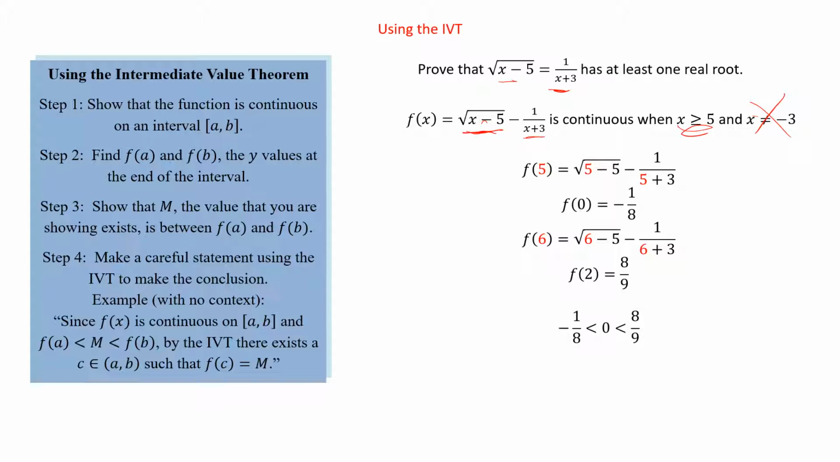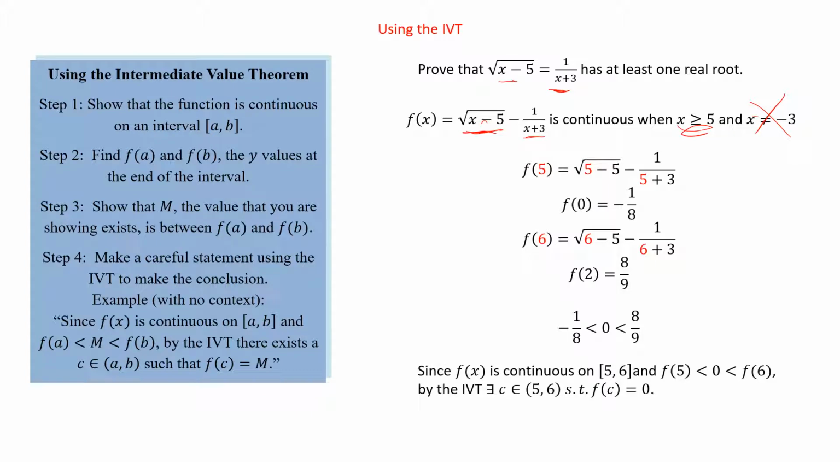And then we can make our statement. Since f of x is continuous on [5, 6], the interval that we used, and f of 5 is less than 0 is less than f of 6, by the intermediate value theorem, there exists a c in the interval [5, 6] such that f of c equals 0. Notice the structure of that sentence was identical to my last one.